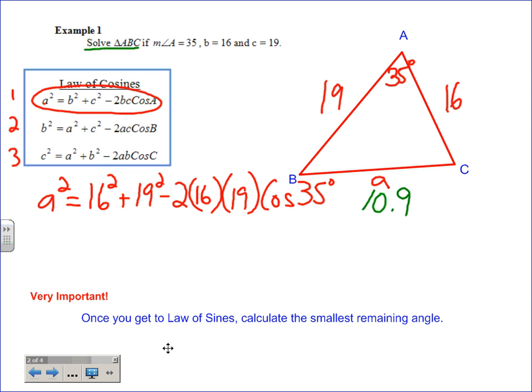Once you get to law of sines, and we are at law of sines right now because do I have a pair? Yes, I do. Calculate the smallest remaining angle first. Remember I told you that when we did law of sines? I was prepping you for that.